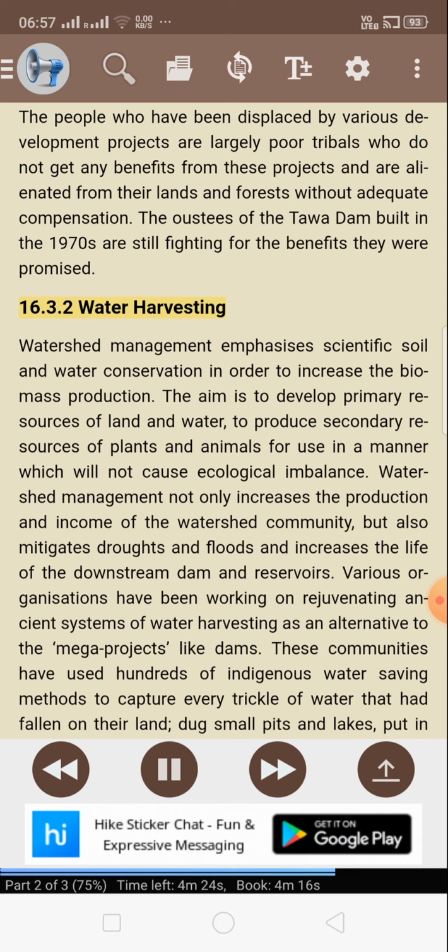16.3.2 Water harvesting. Watershed management emphasizes scientific soil and water conservation in order to increase the biomass production. The aim is to develop primary resources of land and water to produce secondary resources of plants and animals for use in a manner which will not cause ecological imbalance. Watershed management not only increases the production and income of the watershed community, but also mitigates droughts and floods and increases the life of the downstream dam and reservoirs.